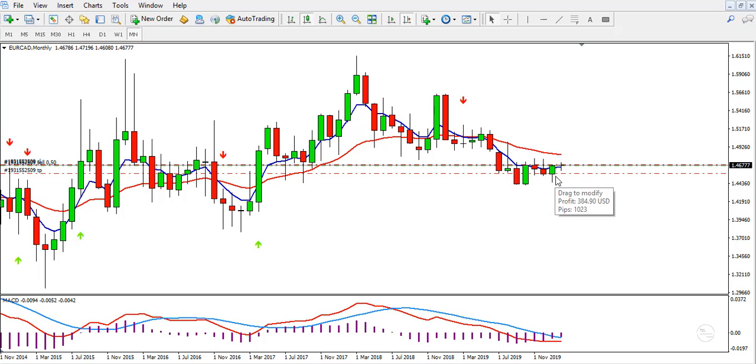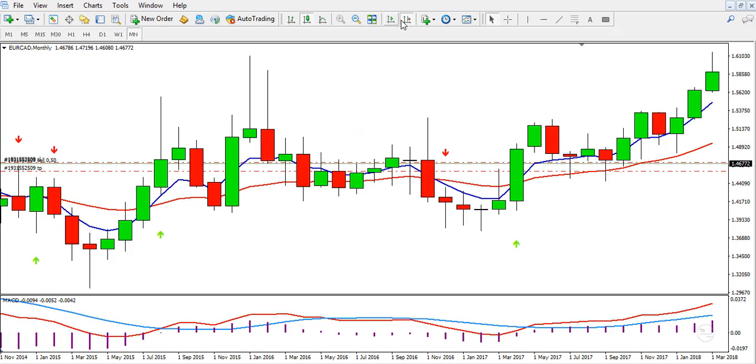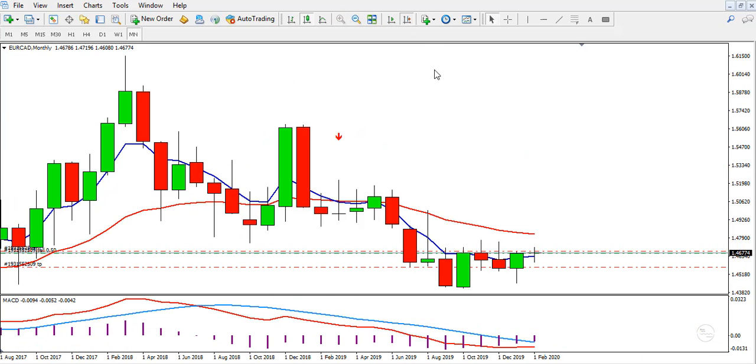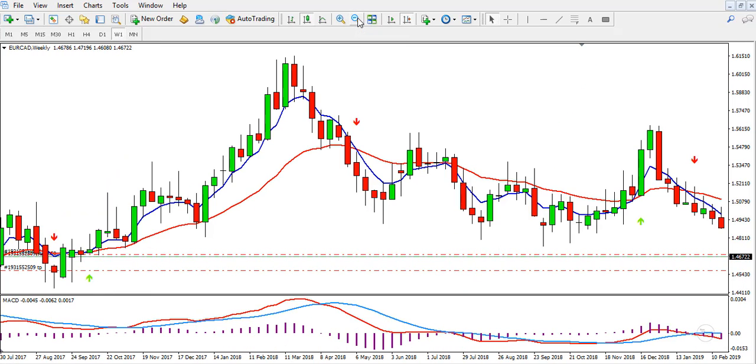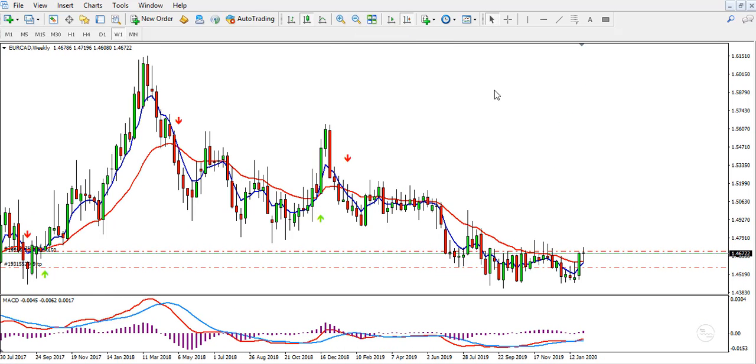So right now, the most current candle looks like a spinning top. So we don't really know if that spinning top is going to push the market up on the monthly or is going to continue the trend down. But let's go to the weekly and see what we can see.